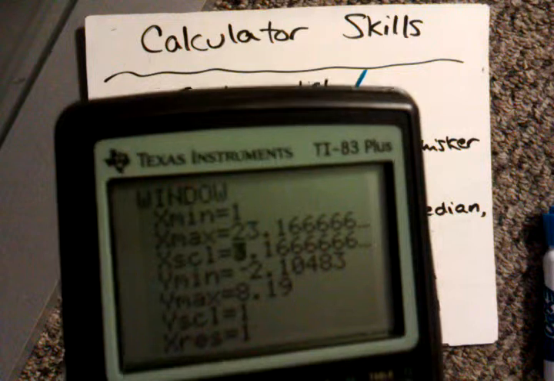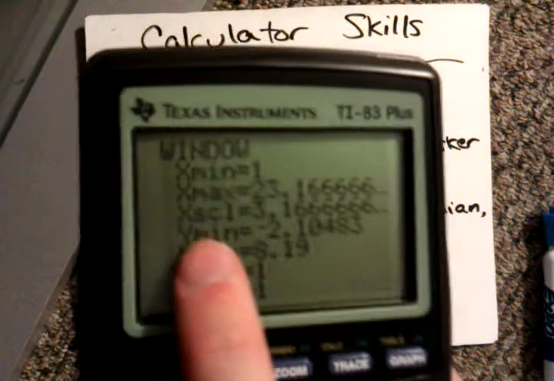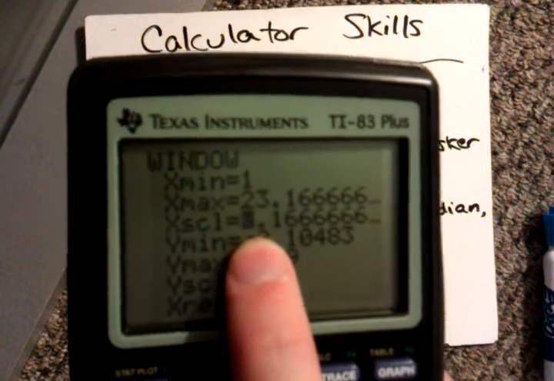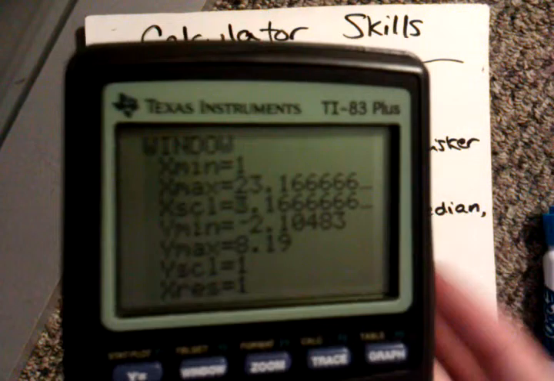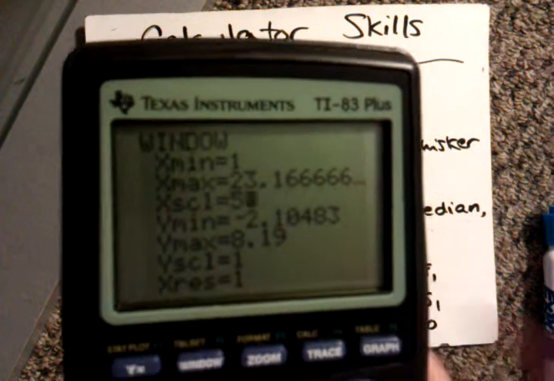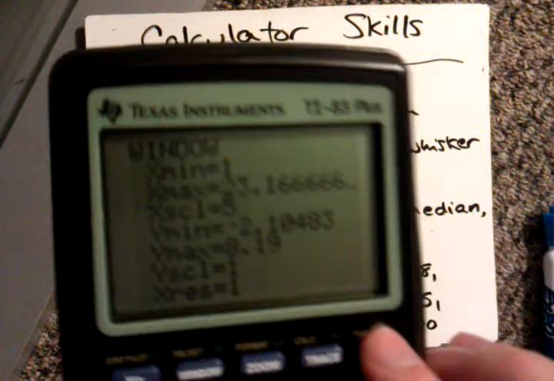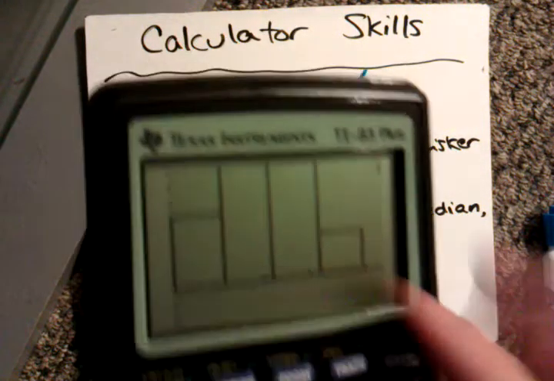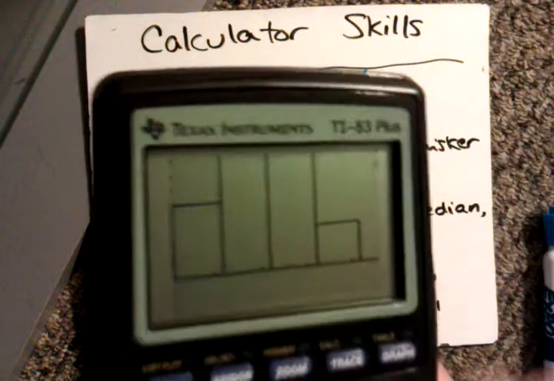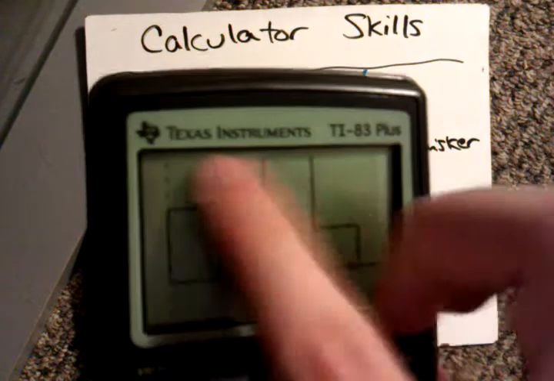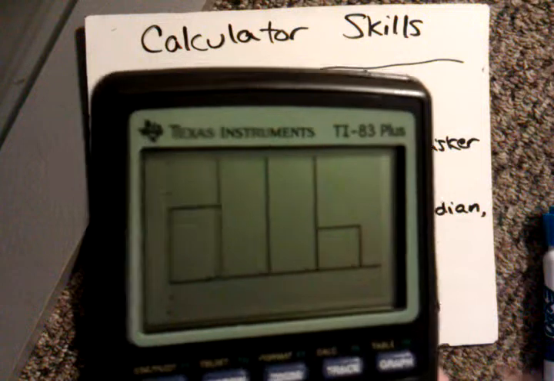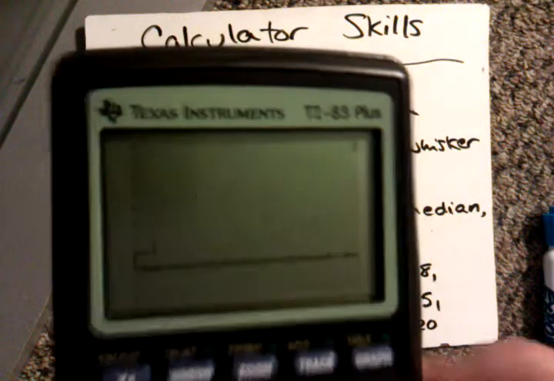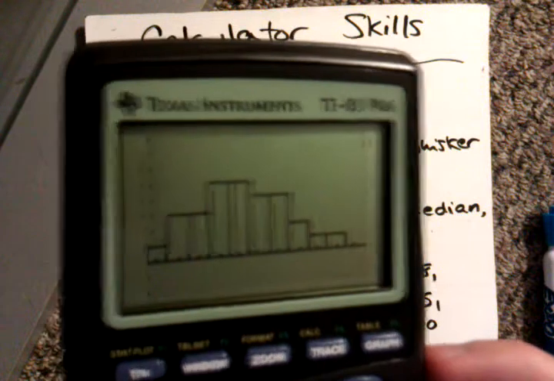So you press the window button and go in and change your X scale. So right now my class width is about 3.16. Let's say I wanted it to be a little bigger, so I'd have fewer bars. Maybe I want it to be 5. And then I go look at my graph again. Notice the problem there. So you probably want to change your y-axis also, because I can't really see the tops of those. But that's how you can adjust it. You could also make it a little smaller if you wanted to. Maybe make it 2. You'll see it makes a lot more bars.